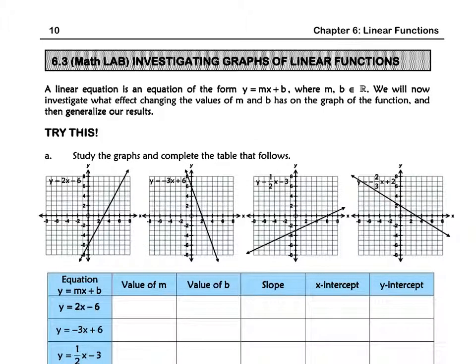Okay, section 6.3 is actually a little short math lab on investigating graphs of linear functions. A linear equation is an equation of the form y equals mx plus b, where m and b could be any real number. So we're going to look at what m and b represent now using some graphs and completing the table to see if we can figure out what the m and b stand for.